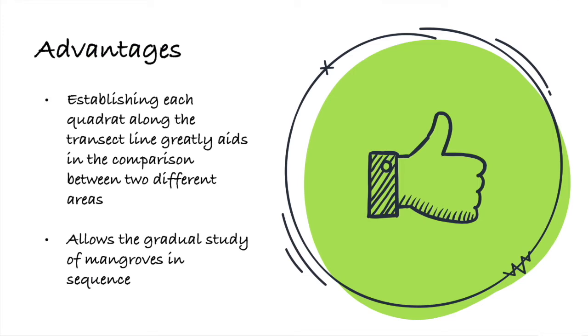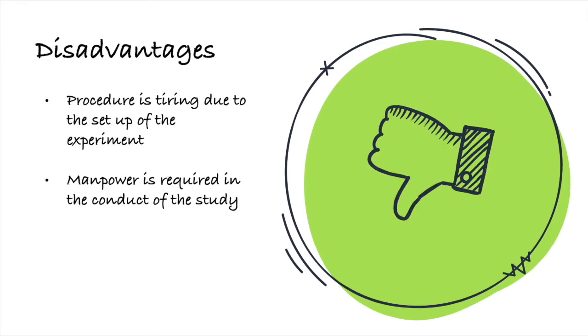What makes this method reliable is that it allows for a gradual study of the mangroves in sequence. Also, establishing each quadrat along the transect line greatly aids in the comparison between two different areas. However, there is a downside. It takes a lot of effort and manpower to properly set up and execute this method.